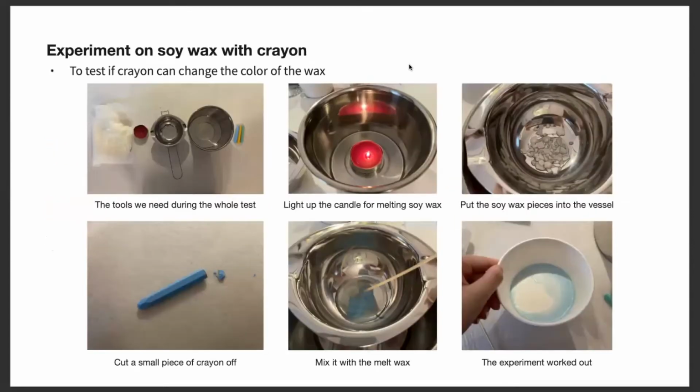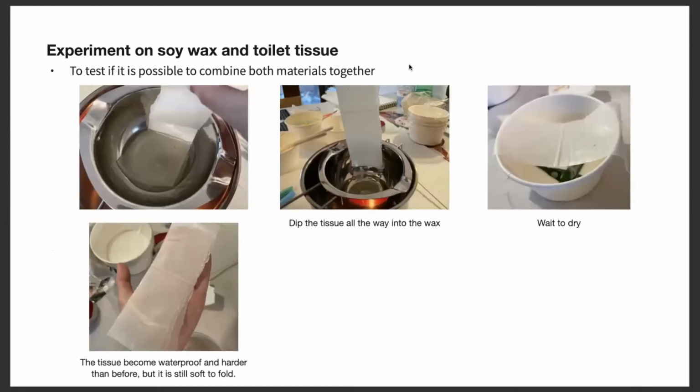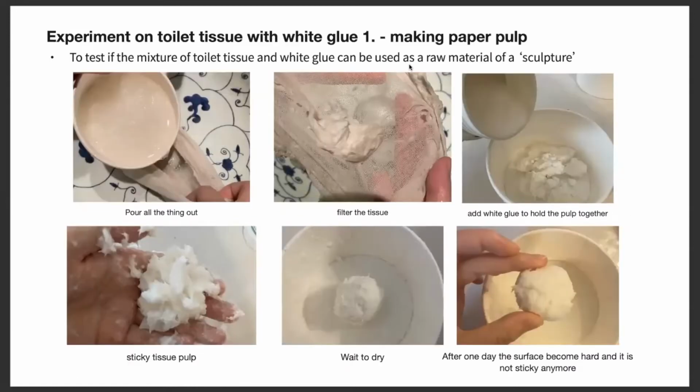Then I'm going to go through some of the basic experiments I did in assessment 1, which contribute significantly to my final design outcome. It helps me solve a lot of technical problems when I start making my project. What I learned from assessment 1 is the color of soil wax could be changed by crayon. And if I dip the tissue into the wax, the tissue will become waterproof and the surface will become harder than before.